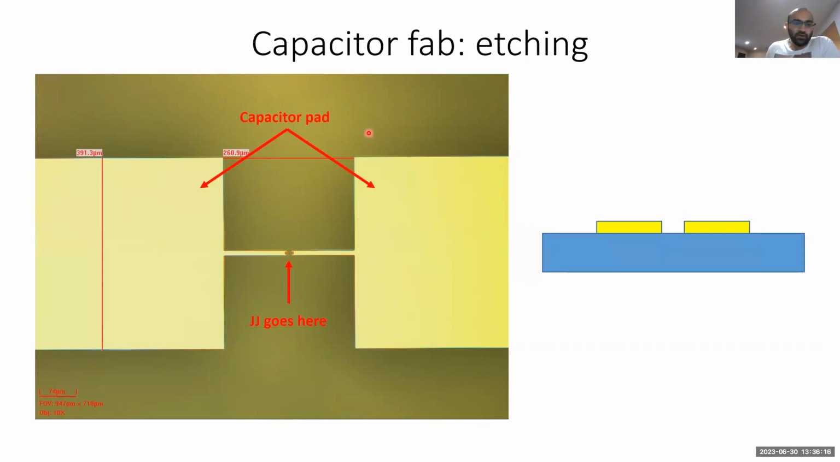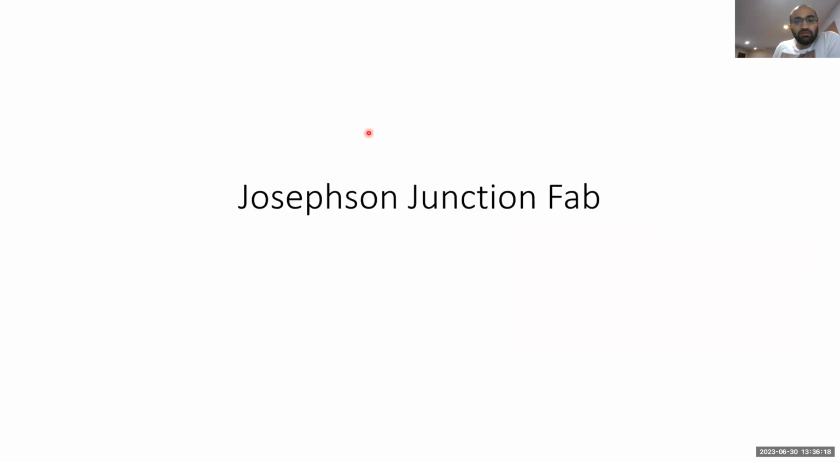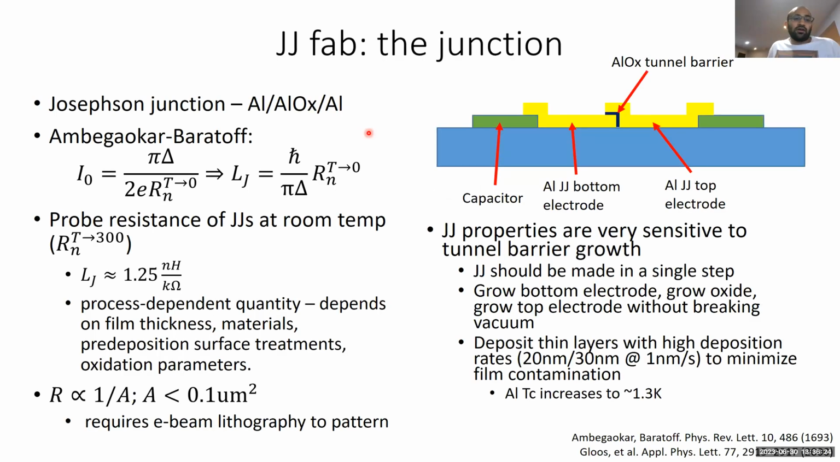Okay, so now that we have our capacitor, we can now make our junction. So let's talk about the junction fab. A Josephson junction in general will consist of two superconducting electrodes separated by an insulating barrier. Nowadays in the field, this is almost universally realized using an aluminum oxide aluminum junction.